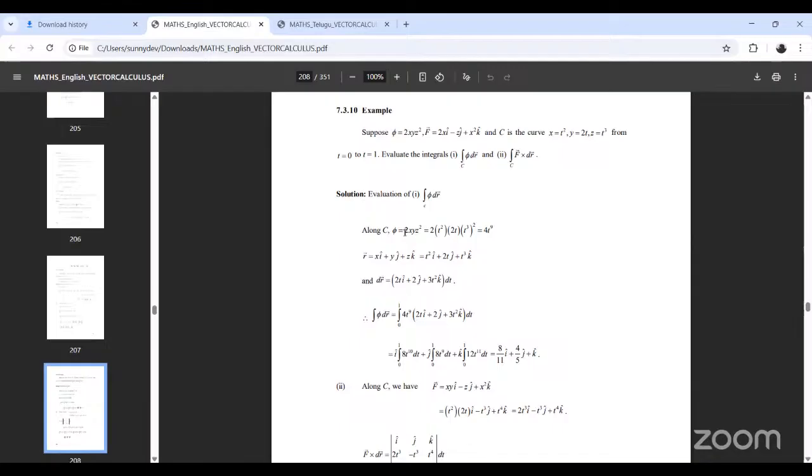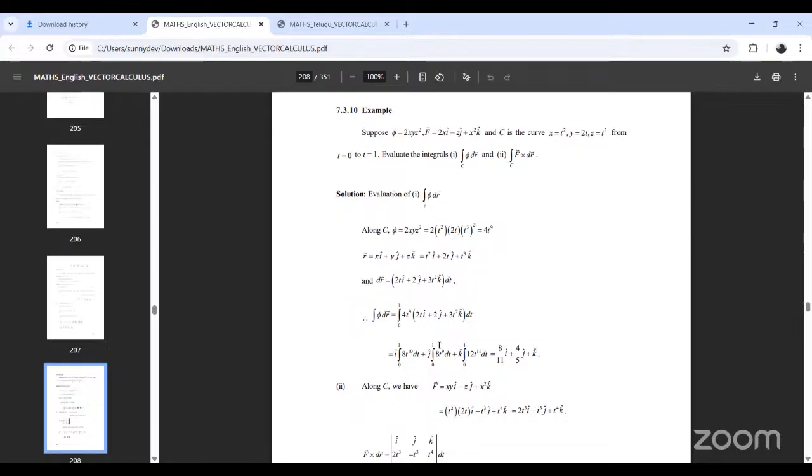So phi equal to 2xyz square, no? Now you can substitute x equal to t square, y equal to t, and z equal to t cube, and we are getting 4 into t power of 9. Okay, then r equal to xi plus yj plus zk. Then in place of x we substitute t square, plus 2tj and t cube k. Then dr becomes 2ti plus 2j plus 3t square k into dt. Now the integration of phi dot dr is 4t power of 9 into 2ti plus 2j plus 3t square k. Okay, so this is phi dot dr.